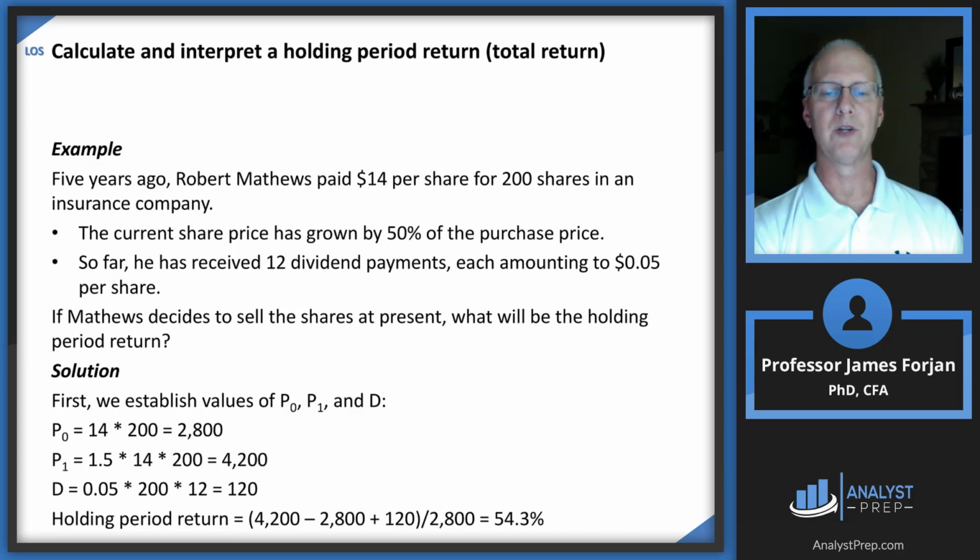So the holding period return then is the 4,200 minus the initial investment of the 2,800 plus the 120 in dividend income, divided by the original investment. So that is a more than 50% holding period return. But this is important. The holding period in this case is 5 years. That is a 5-year holding period return.